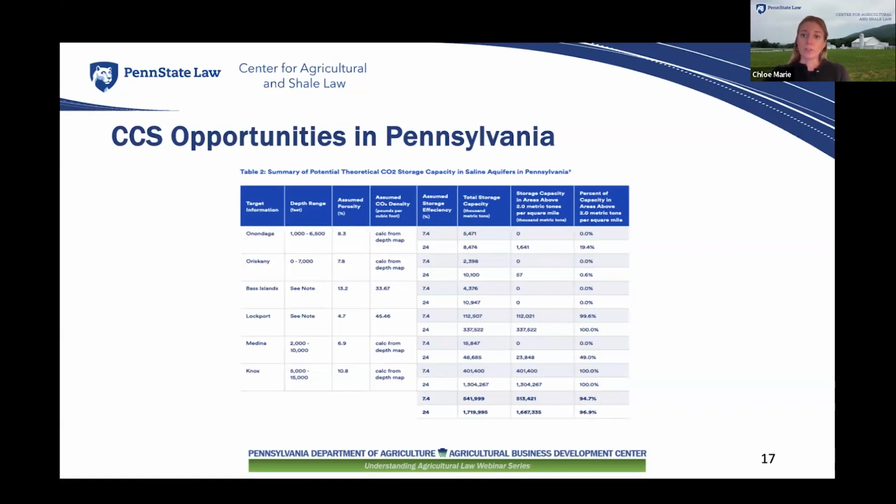However, many of these formations have low permeability, which can make CO2 injection at commercially viable rates difficult. And data limitations are also a barrier, and further studies will be needed to fully determine the viability of these formations for larger scale CO2 storage.